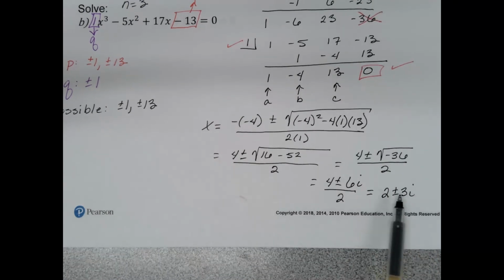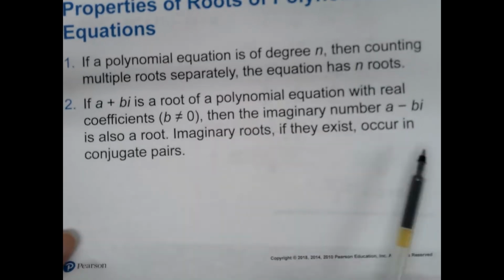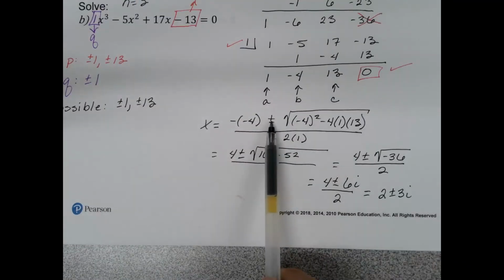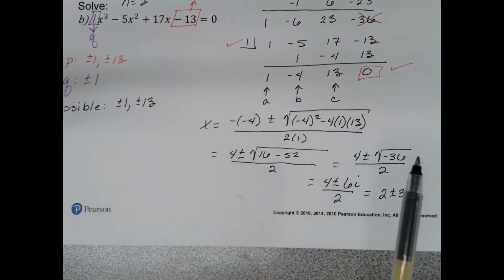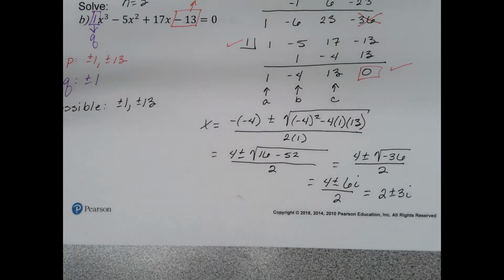This is where the conjugate pairs comes from. Remember we had a slide a minute ago that said if a plus bi is a root, then a minus bi will also be a root. And it comes from this plus or minus in the quadratic formula. And so the imaginary part is where the plus or minus comes in.